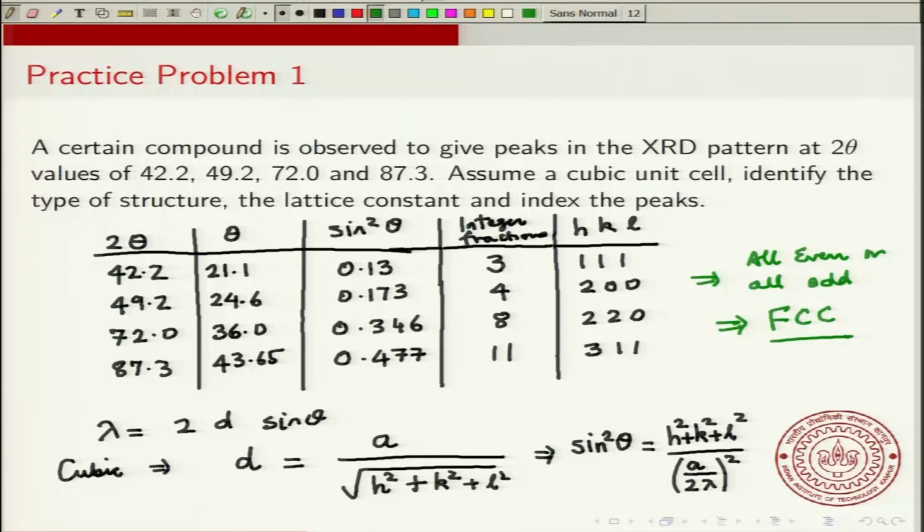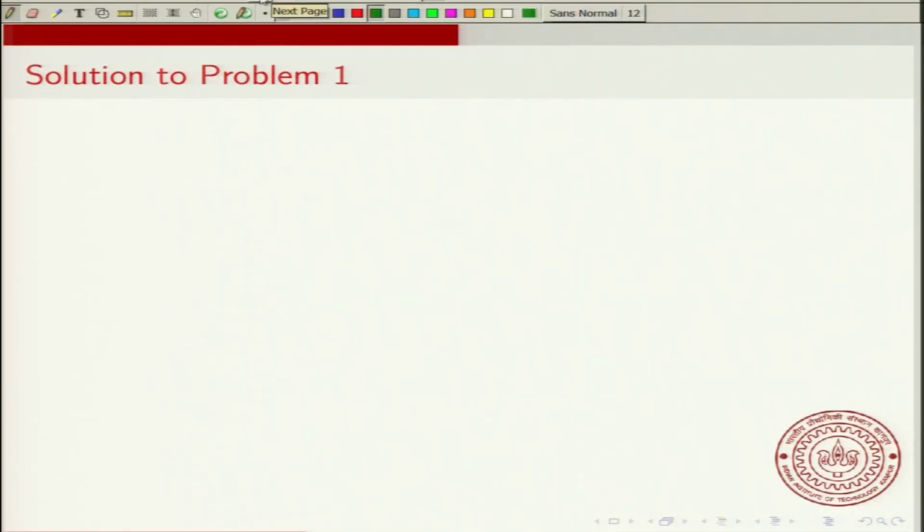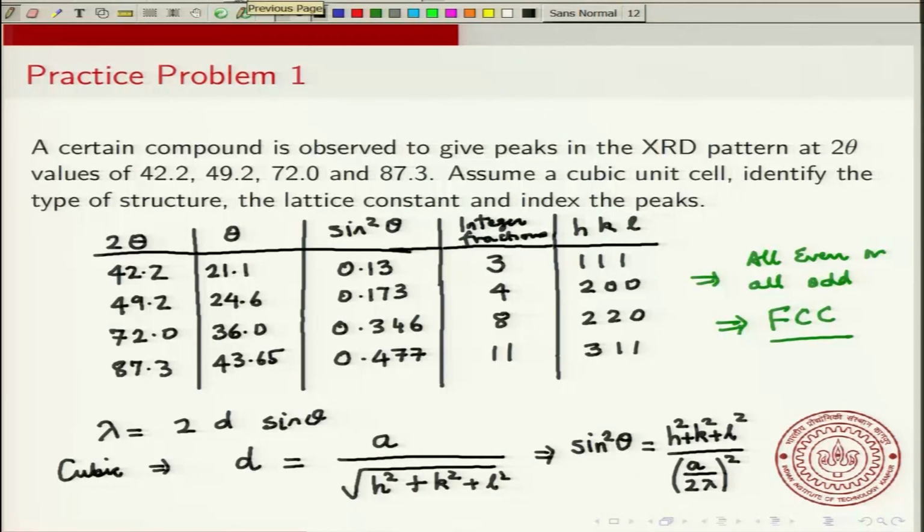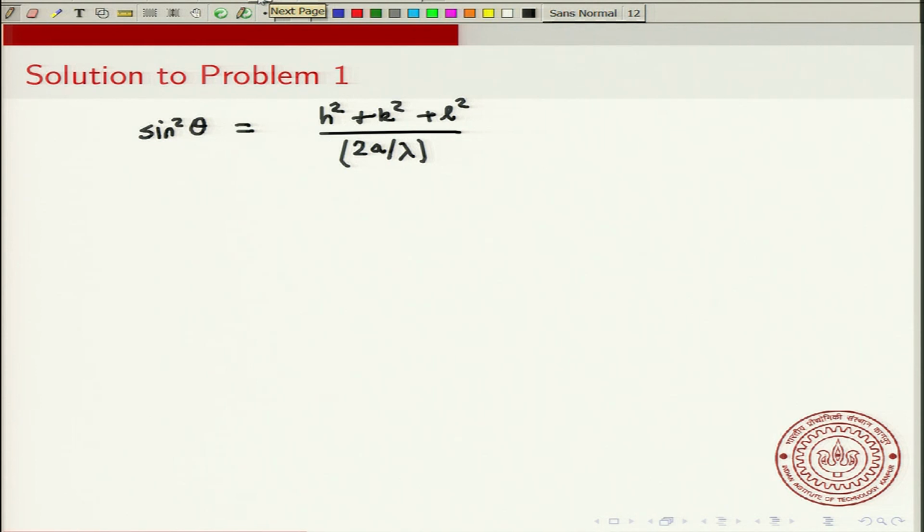So, this is how you index the peaks. Now, the remaining part is to calculate the lattice parameter. Again, if you use the expression sin square theta is equal to h square plus k square plus L square divided by 2a by lambda, sorry, this should be 2a by lambda, not a by 2 lambda. Then sin theta is square root of h square plus k square plus L square divided by 2a by lambda.